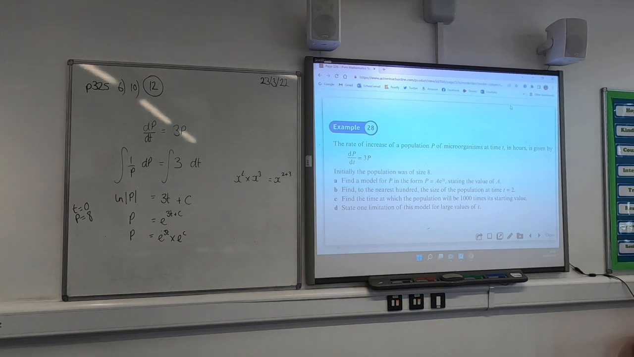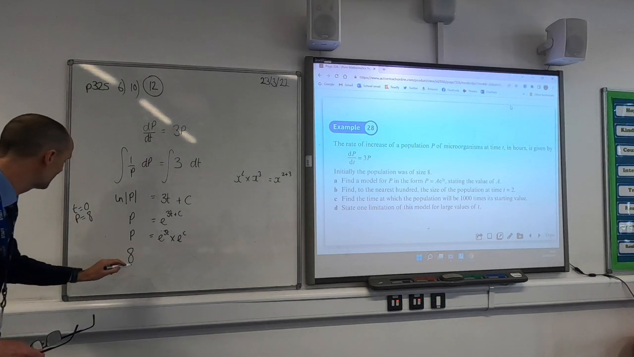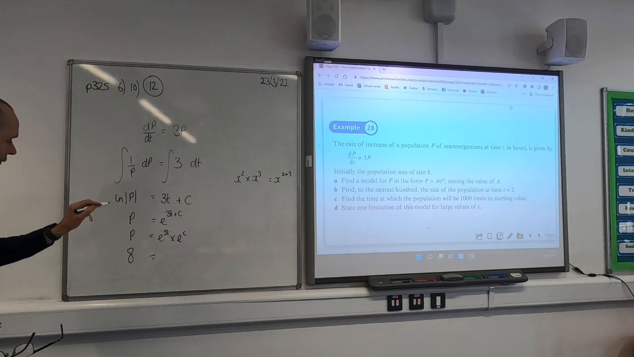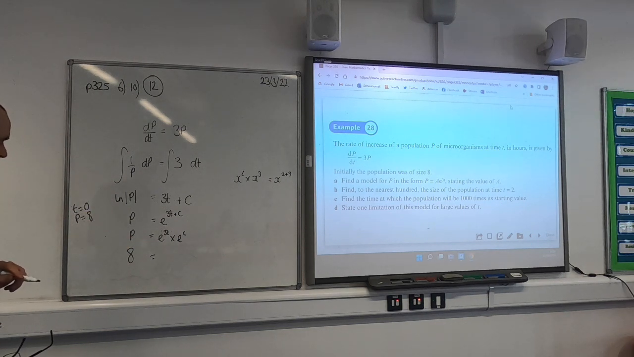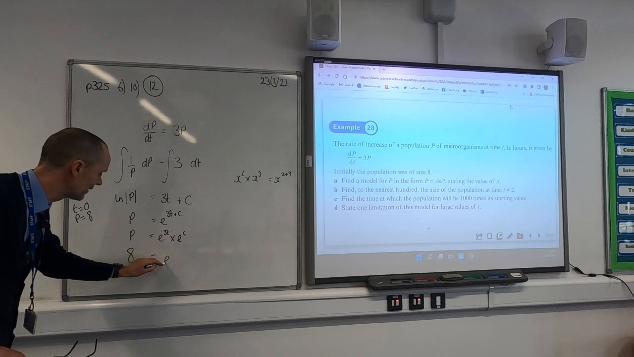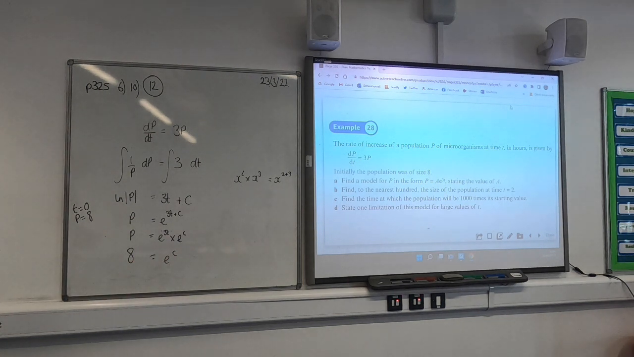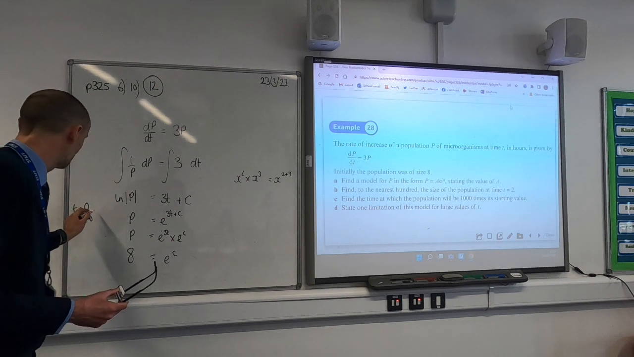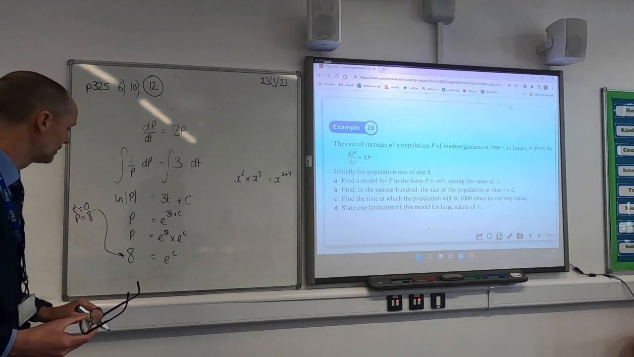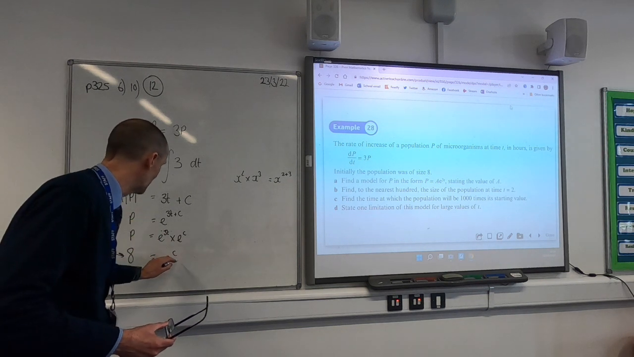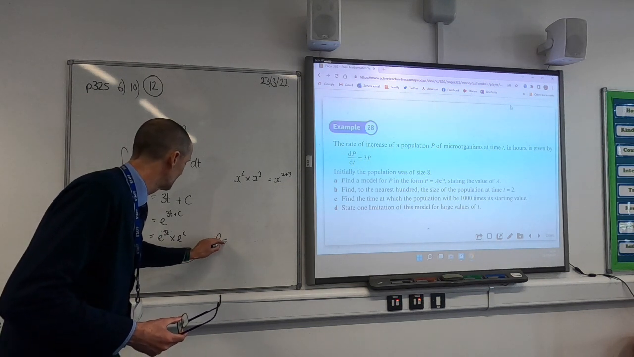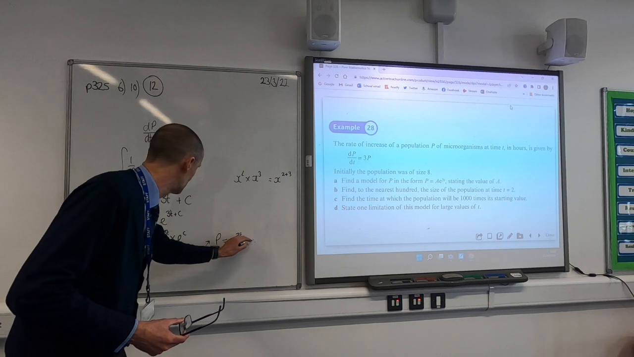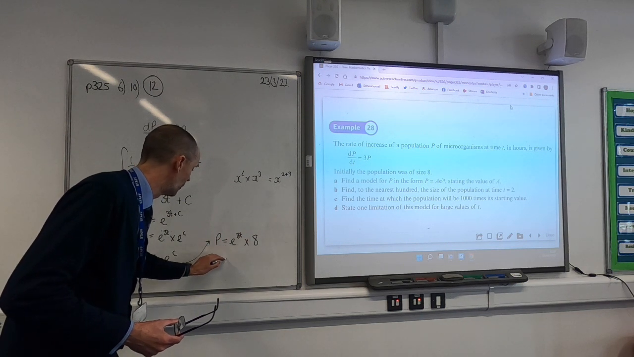Let's substitute in my values. P is 8. e to the power of 3 times 0. Well, anything to the power of 0 is 1. So that's 1 times e to the c. There we go. I don't care what c is, I just want to know what e to the c is. So I can rewrite this.